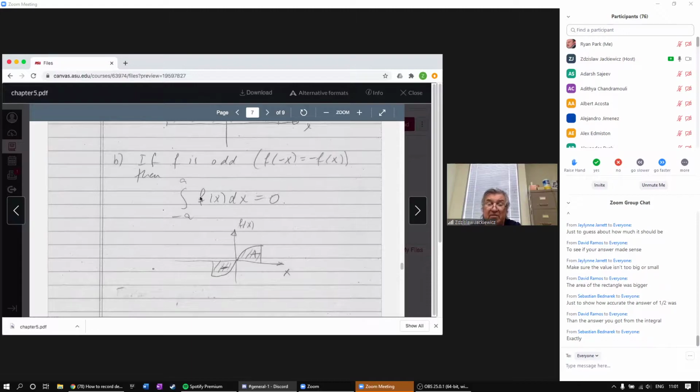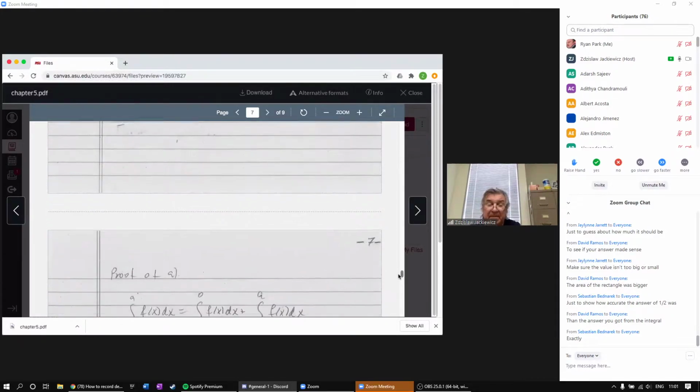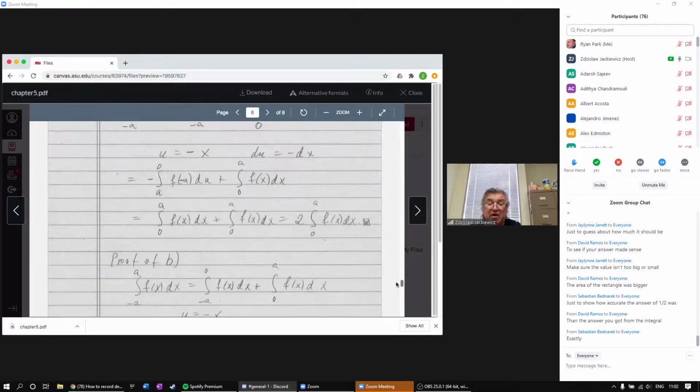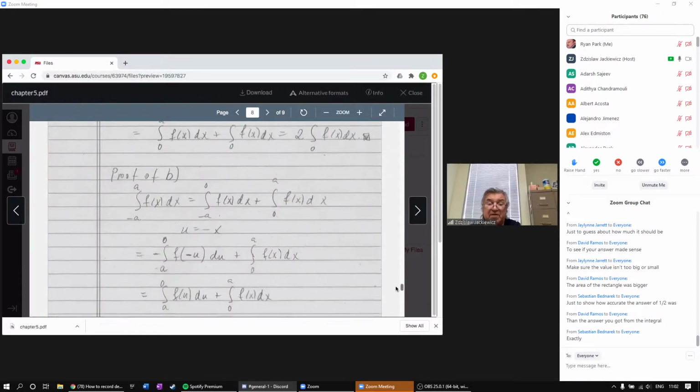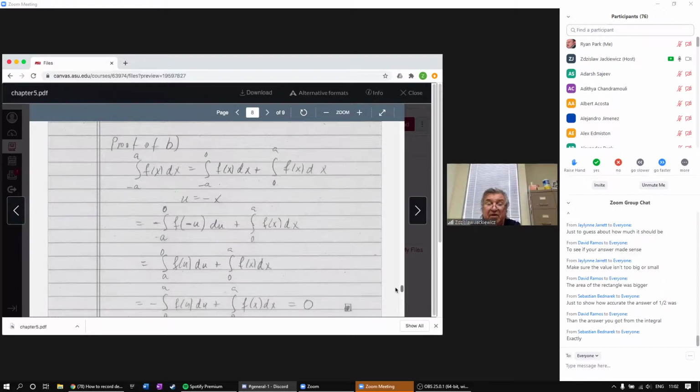And that's quite useful. You may have a complicated integral function here, and if you observe that this function is odd, you don't have to compute anything. The answer is 0. Well, you have formal proofs of this. Maybe let's look at the formal proof of part B.